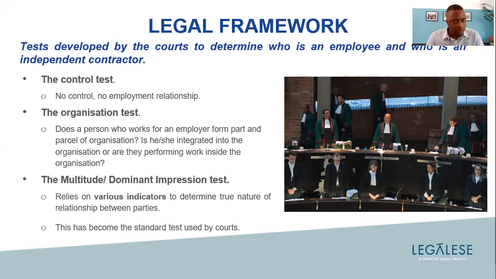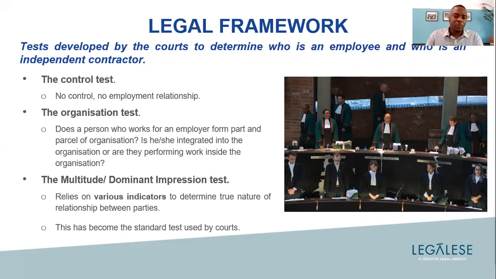And then that changed, and the courts developed the organization test, where the only consideration was how integrated this person is with the organization that they work for. One example I can give you is that if the person forms part of the organizational structure of an employer, they would be considered to be an employee.